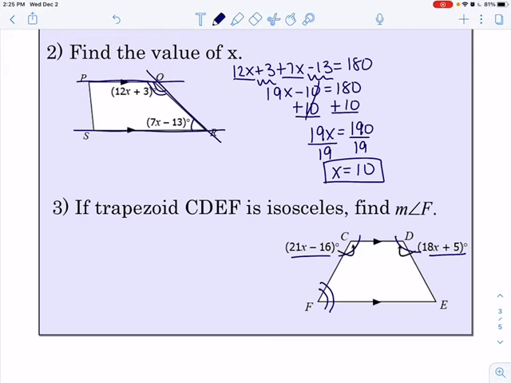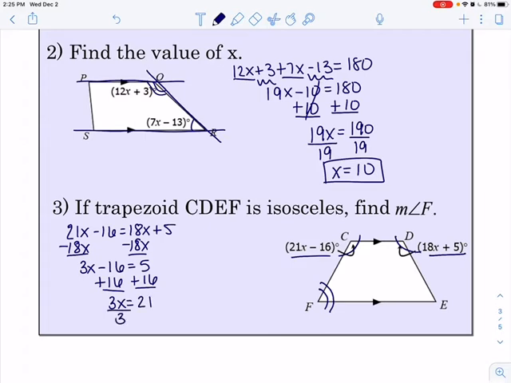So the first thing I'm going to do is set them equal to each other to solve for x. So I'm going to have 21x minus 16 equals 18x plus 5. I'll subtract 18x from both sides first. I have 3x minus 16 equals 5. Add 16 to both sides, and 3x is going to equal 21. The opposite of multiplying by 3 is to divide by 3, and x is going to equal 7.